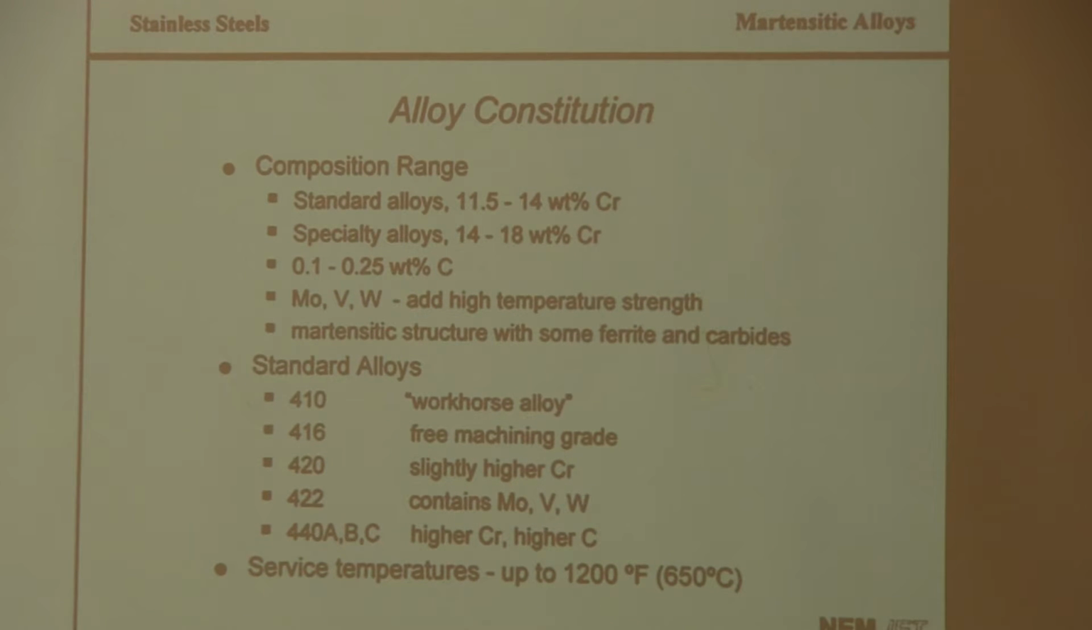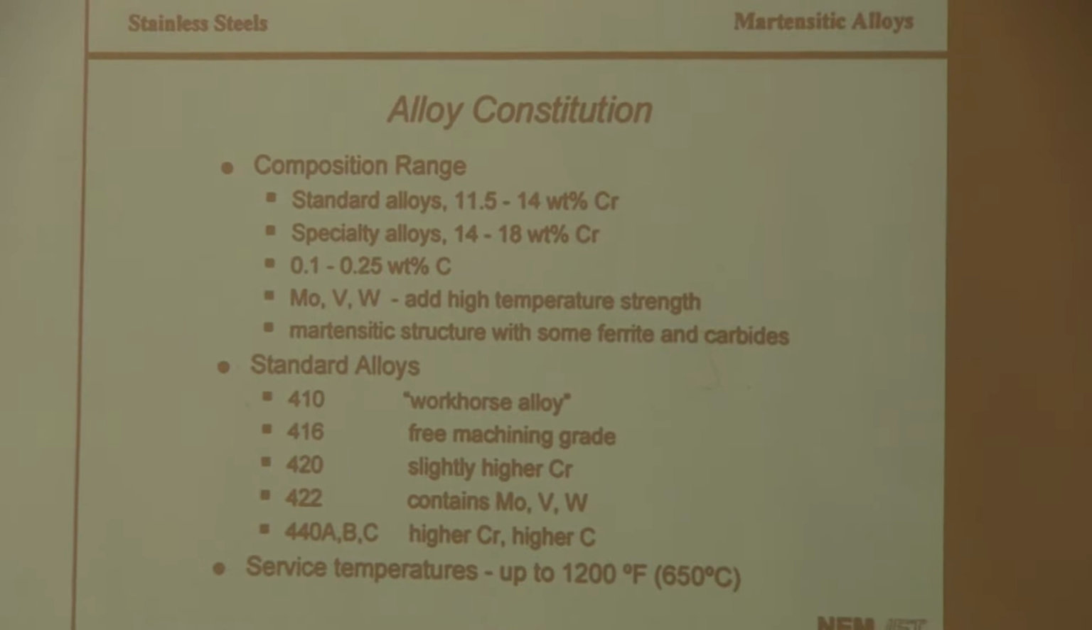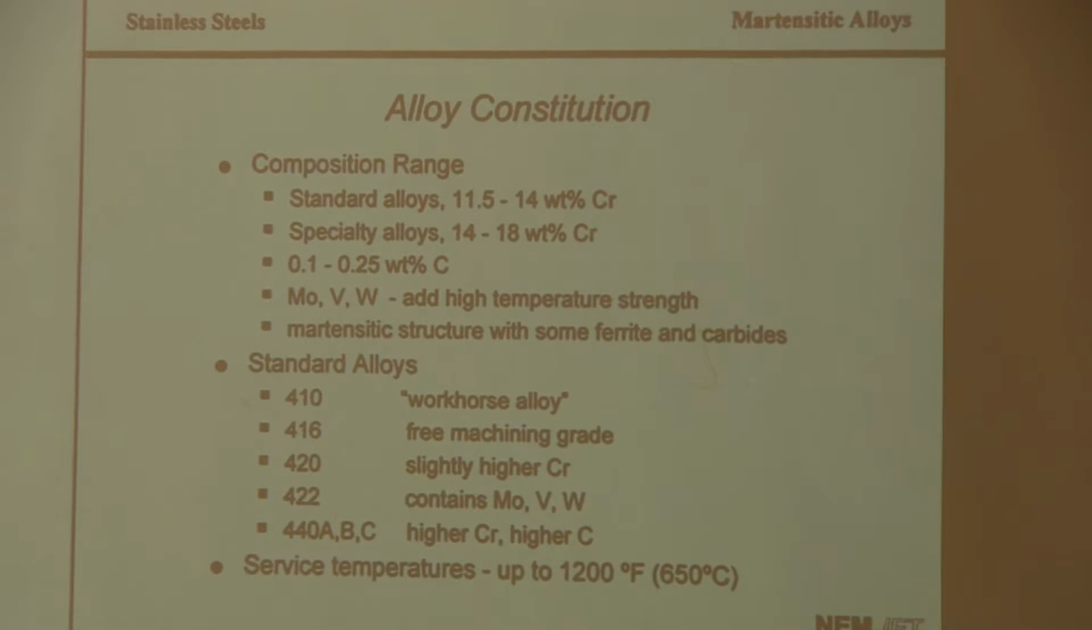Some of the standard alloys that you will find in martensitic stainless steels, probably the most common is 410. That's the workhorse alloy. The 416 alloy is free machining. It's got a little more sulfur in it. 420 is a little more corrosion resistant. It's got a slightly higher chromium content. And then you've also got other specialty alloys like 422 and 440.